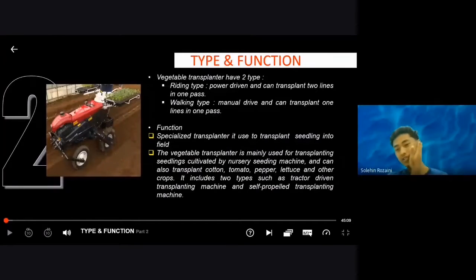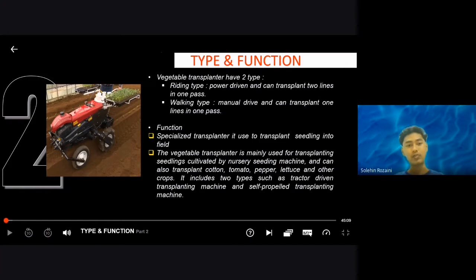Okay, thank you Arif Farhan for the good introduction. Right now, let's talk about the type of vegetable transplanter and function. The type of vegetable transplanter has two types. The first one is the riding type, and the second one is the walking type. The riding type is power driven and can transplant two lines in one pass, and the walking type is manual drive and can transplant one line in one pass.